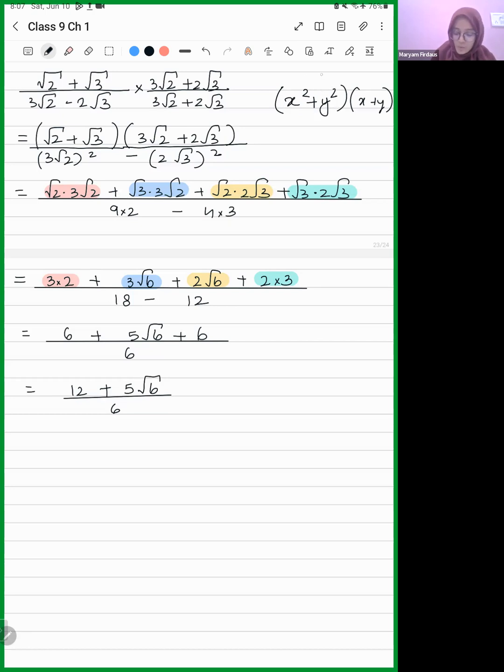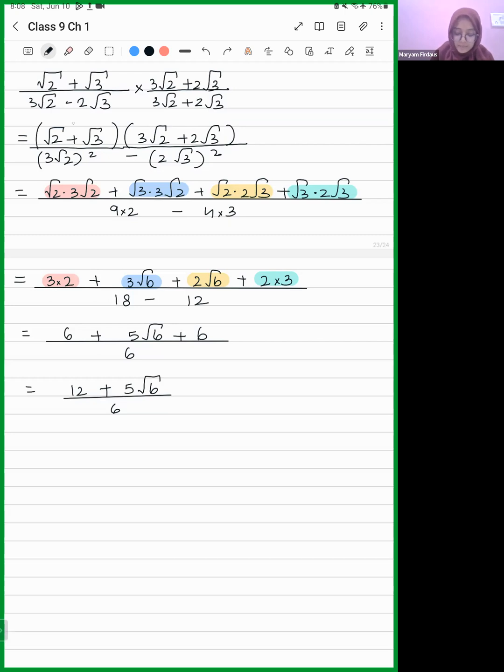So what you have to do is first multiply it. You have to open the bracket. That's what we are doing. First, we see whether we can add it or not. We can clearly see that root 2 and root 3 cannot be added because they're not like terms. Similarly, 3 root 2 and 2 root 3, we cannot add them. So the only option remaining is to open the bracket.